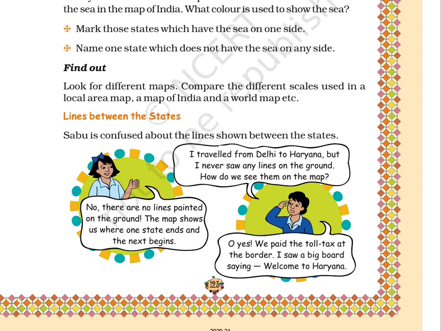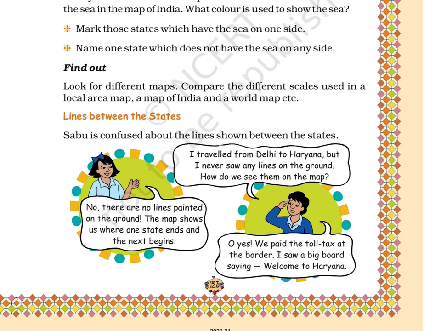Lines between the states. Sabu is confused about the lines shown between the states. He's asking a girl, I travelled from Delhi to Haryana, but I never saw any lines on the ground. How do we see them on the map? The girl replies, No, there are no lines painted on the ground. The map shows us where one state ends and the next begins. To which Sabu replies, Oh yes, we paid the toll tax at the border. I saw a big board saying, Welcome to Haryana.